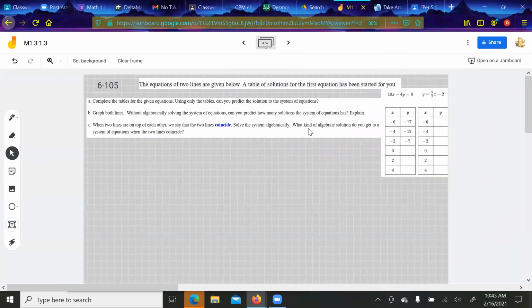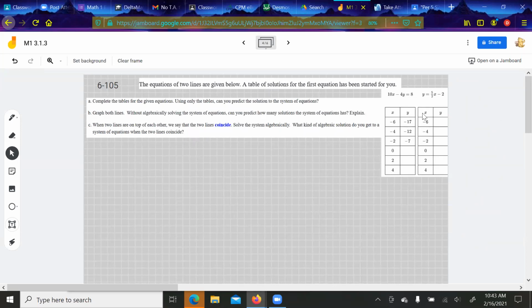Okay, go to the next slide, last slide here. The equations of two lines are given to the right here. A table of solutions for the first equation has been started for you. Complete the tables for the given equations. Using only the tables, can you predict the solution to the system of equations?